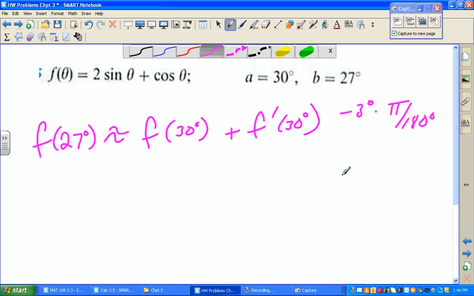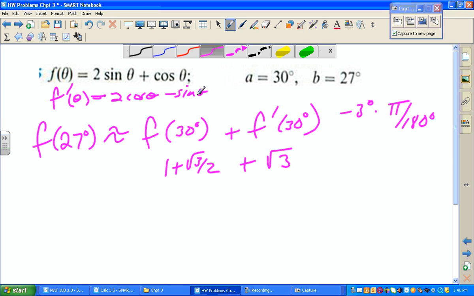So the function value of 30 degrees is going to be sine of 30 is a half times 2 is 1 plus square root of 3 over 2, plus the derivative, quickly, will be 2 cosine theta minus sine theta. If I put in 30 degrees for that, that's going to give me square root of 3 minus a half, minus pi over 60. That's approximately what 27 degrees is going to equal. Can I combine those? Yes.